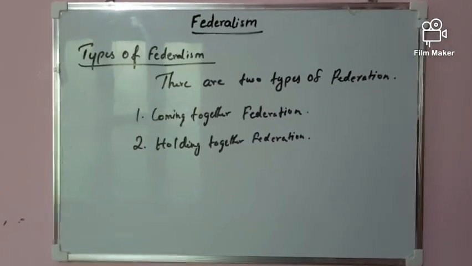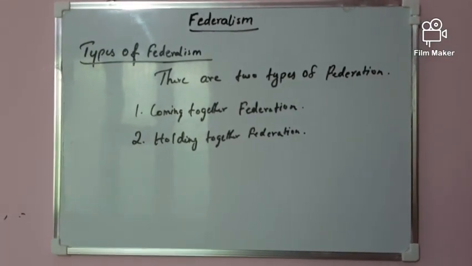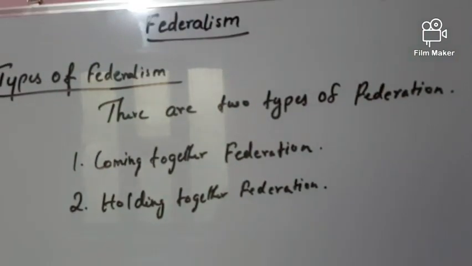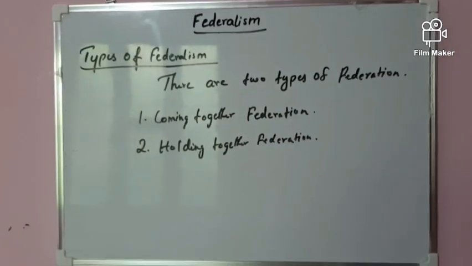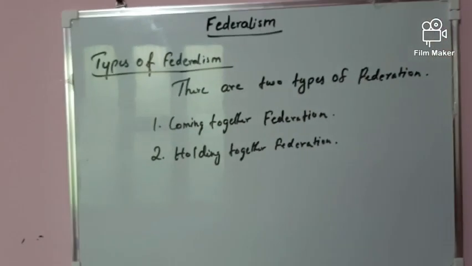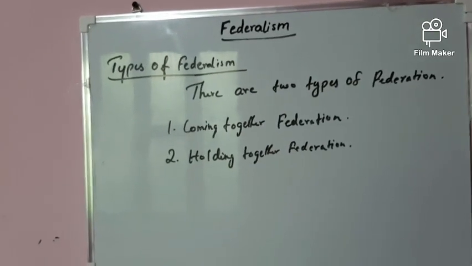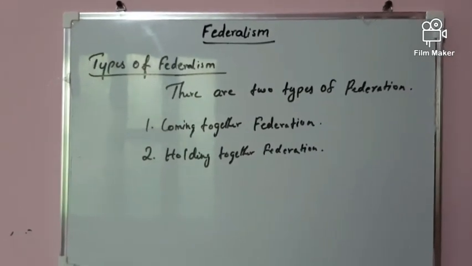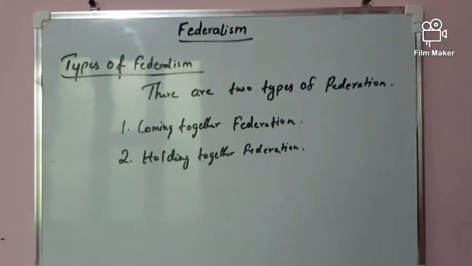Coming together federation is nothing but independent states voluntarily forming a bigger union. They already have individual, that is independent, states, and they voluntarily form a bigger union. But the holding together federation is a large country where they decide to divide its power between the state and the central government. The next one is that they enhance their security by pooling their sovereignty and identity. I will write the difference on the board, then it will be easy for you to take notes. Okay.